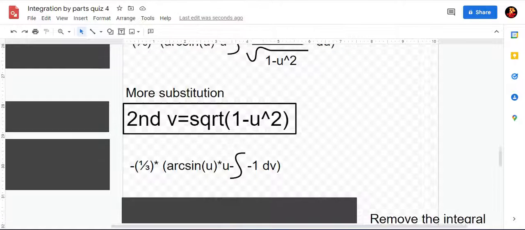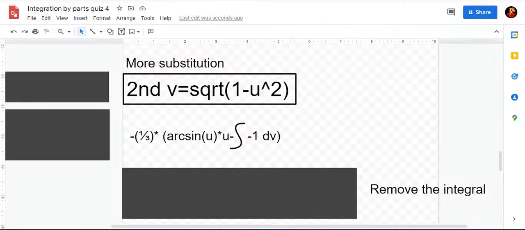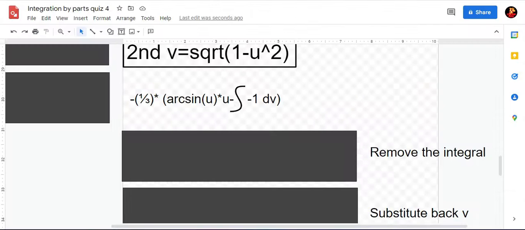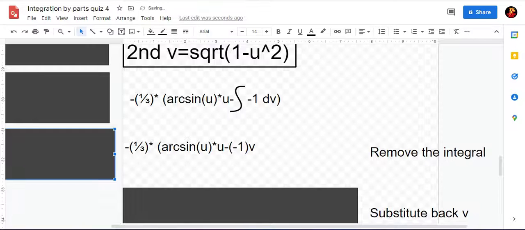There is no more u, except for these ones. But those ones are important later. Next, we need to remove the integral. So this baby right here needs to go away. We need to get rid of him. And that will end up turning into this one right here, because we don't really need the integral anymore.